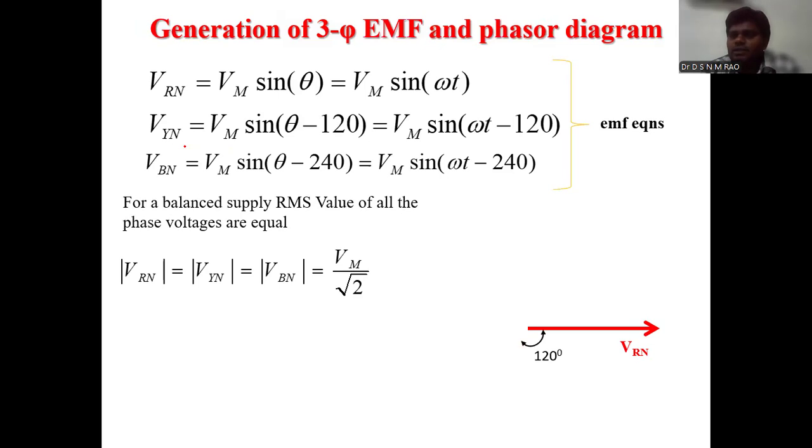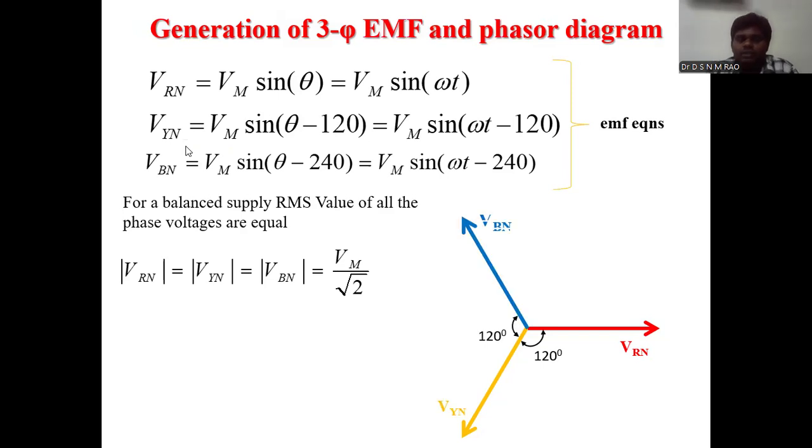For a balanced three-phase system, the RMS value of phase voltages, as we know, RMS value equals maximum voltage by root 2. So similarly, the RMS values of phase voltages VRN, VYN, VBN, for a balanced system, are all the same: VRN equals VYN equals VBN equals maximum voltage by root 2. In this way, we calculate the RMS value of voltage.